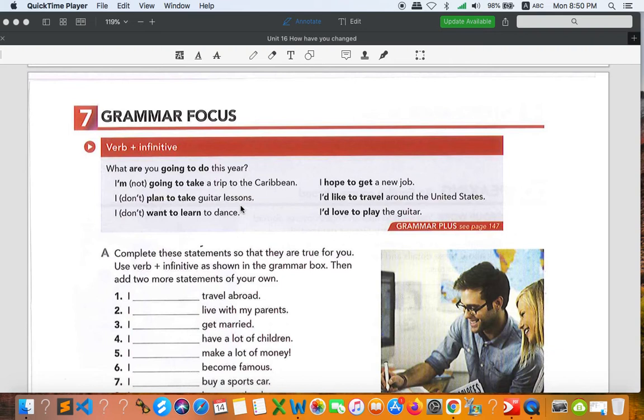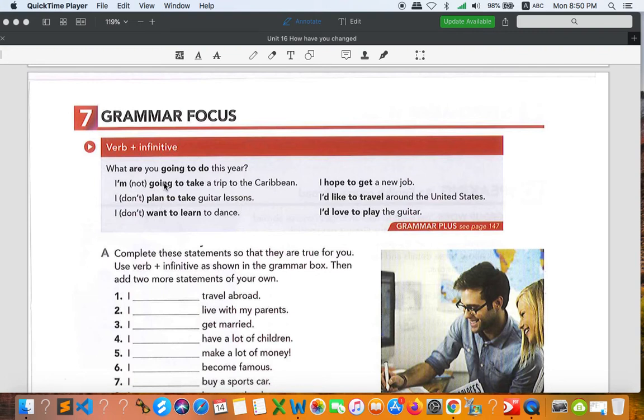Today I am going to finish Unit 16, alright? And the first activity that I'm going to continue is about grammar focus, verb plus infinitive. Okay, so as you can see right here, the question comes up with be going to: what are you going to do this year? So it's about asking you for plans in the future. You can answer this question in many ways, as you can see right here.